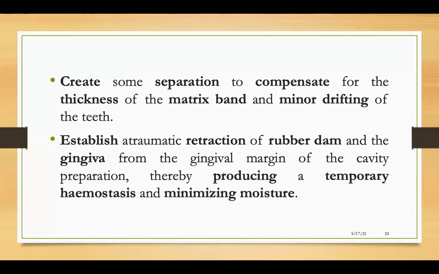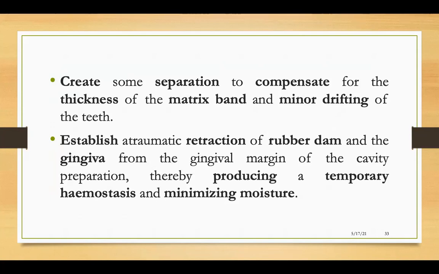Next is to create some separation to compensate for the thickness of matrix band and minor drifting of the teeth. It does create slight separation to compensate for the thickness of band and the minor drifting of teeth. Next, establish atraumatic retraction of rubber dam and gingiva from the gingival margin of the cavity preparation, thereby producing a temporary hemostasis and minimizing moisture.